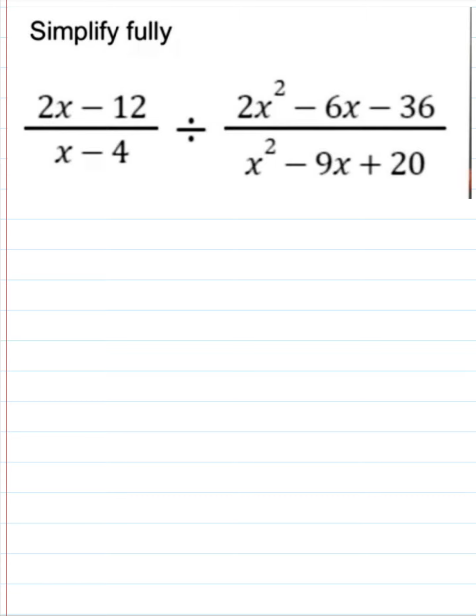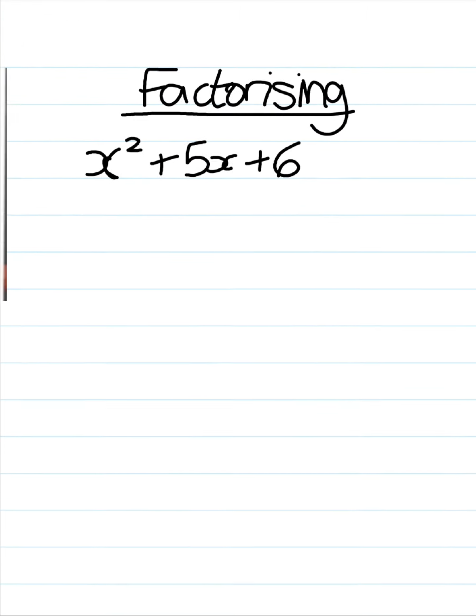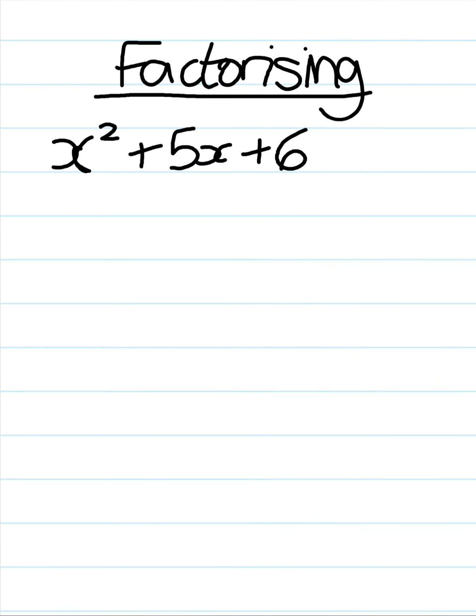Before we dive in, we've got to talk about one key skill, which is factorising. Factorising is basically reverse expanding. You're looking to break an expression down into brackets that multiply together. Let's take, for example, the expression x squared plus 5x plus 6. We want to look for two numbers which multiply to 6 and add to 5, so that we can factorise this expression into two brackets.